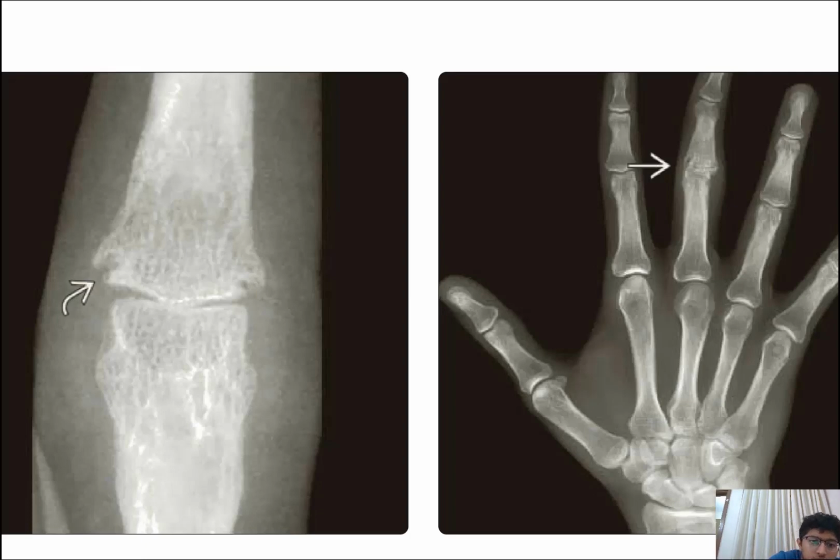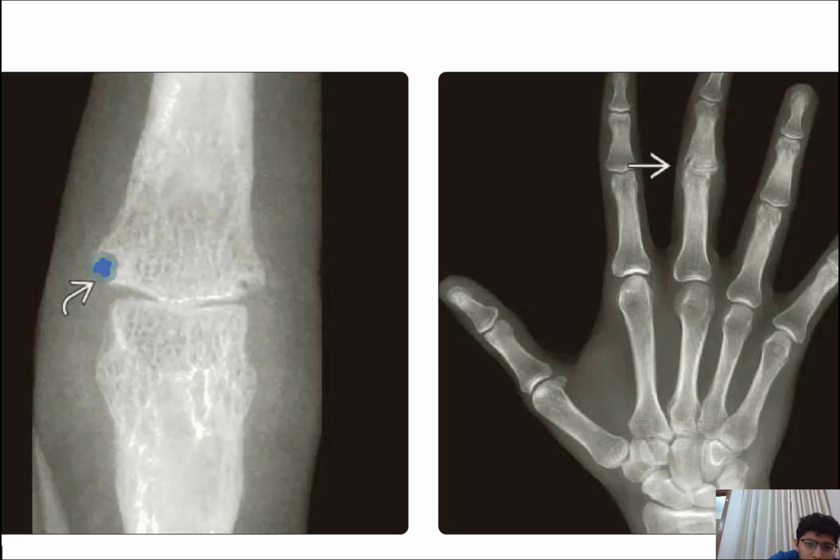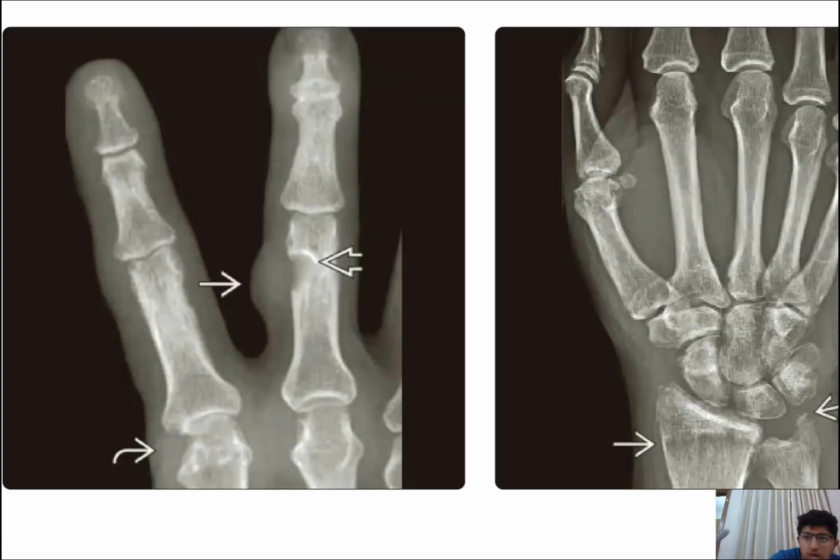In this image again we can see some amount of marginal erosions and destruction of the joint space. There is periarticular osteopenia, marginal erosions, and joint space reduction. Also here we can see the destruction of the proximal interphalangeal joint is noted.